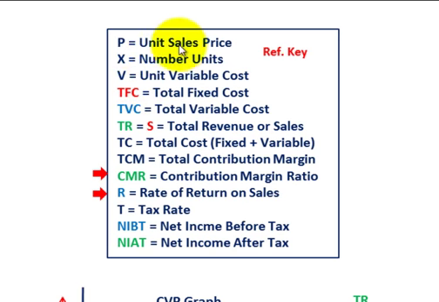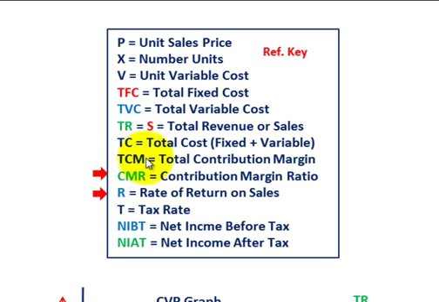So P is going to be a unit sales price, that's on a per unit or per quantity of 1. X would be the number of units. V would be the unit variable cost, again on a per unit of 1. I've got them color coded as a good reference. TFC would be the total fixed cost. TVC would be the total variable cost. TR, which equals S, our sales, would be our total revenue or total sales. And then TC would be the total cost, both the fixed and variable amounts.